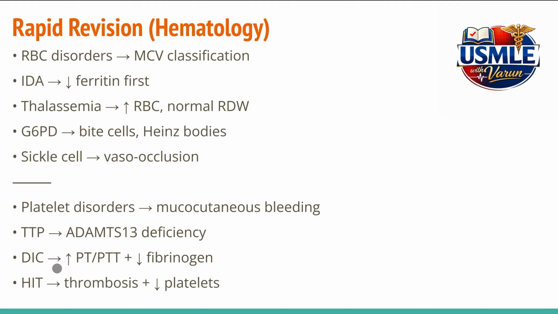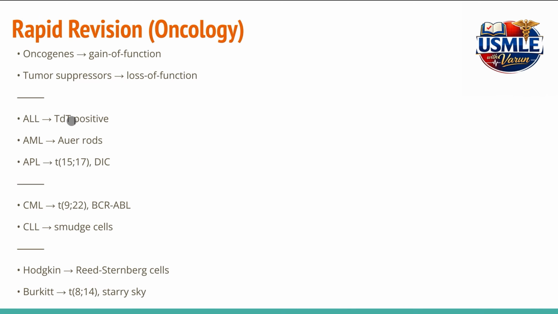Whereas disseminated intravascular coagulation is concerned with increased prothrombin time and increased partial thromboplastin time and also reduced fibrinogen. So DIC is also called consumptive coagulopathy because all the clotting factors are consumed, and DIC is characterized by increased thrombosis and increased thrombolysis on the other side. Whereas HIT, heparin-induced thrombocytopenia, is associated with thrombosis and reduced platelets. Now let's just try to quickly revise the most high-yield concepts in oncology.